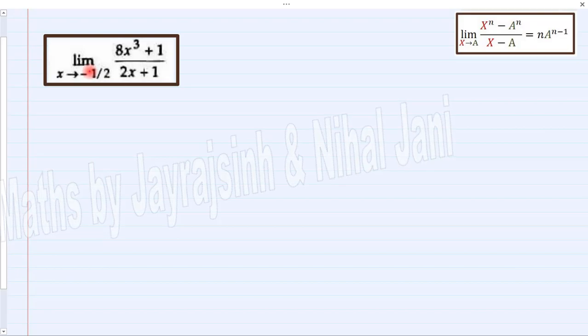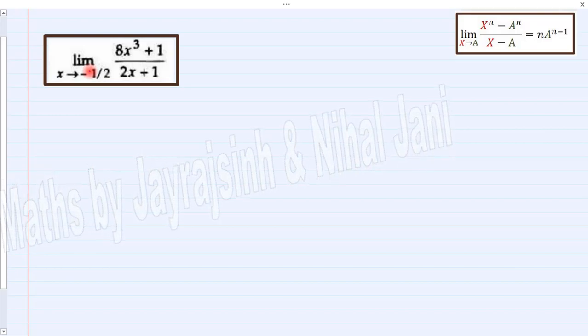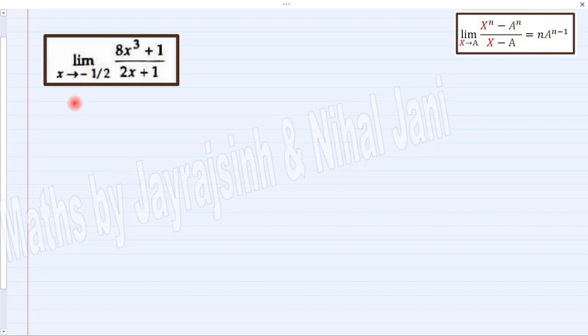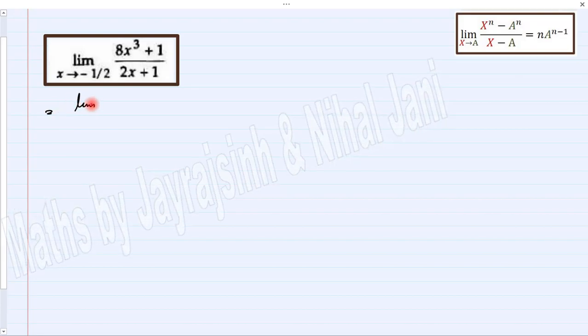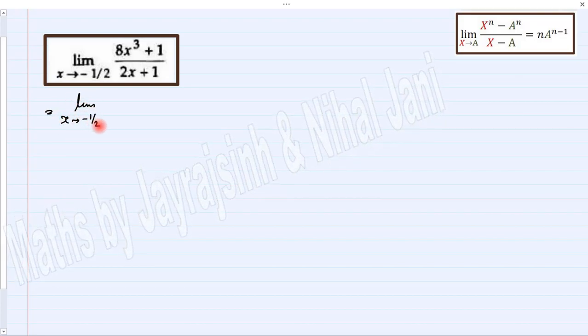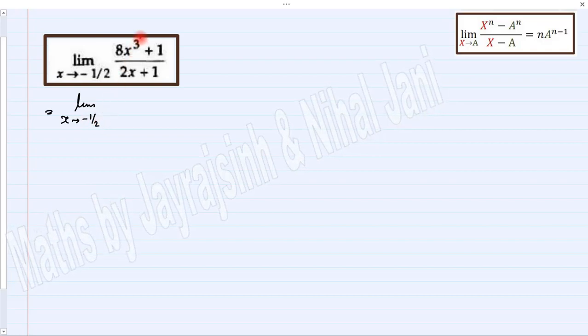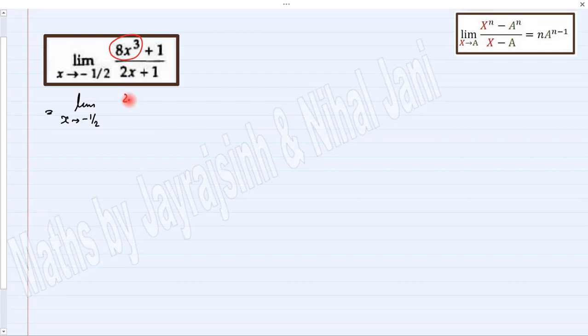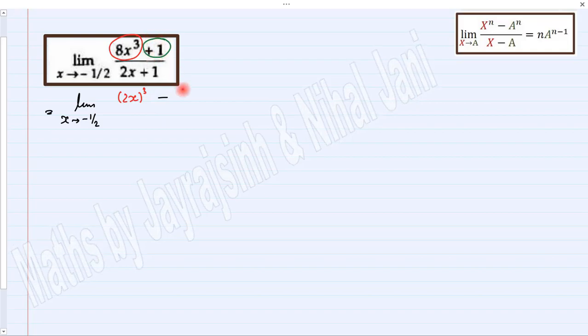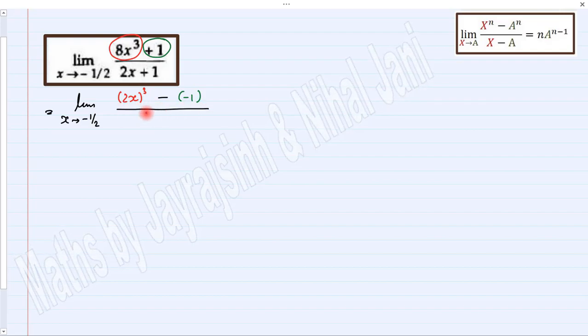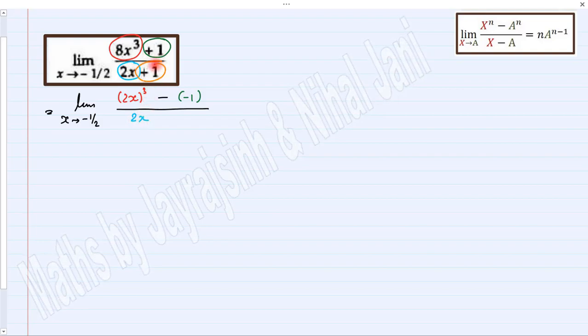In this question, we have to find limit x tends to minus 1 by 2, (8x cubed plus 1) upon (2x plus 1). Now, to convert into standard form, let's write down limit x tends to minus 1 by 2, and in numerator we can say this 8x cube can be rewritten as (2x) the whole cube. Now we need negative sign, so this plus 1 will become minus of minus 1. Now let's see what we can do in the denominator. This 2x will be as it is, and this plus 1 will be split into minus of minus 1.